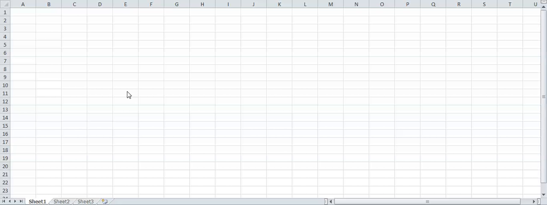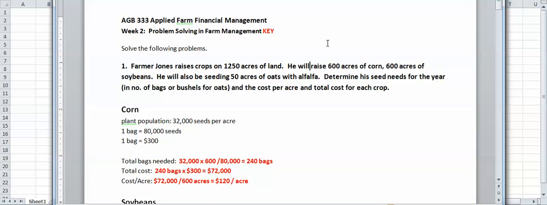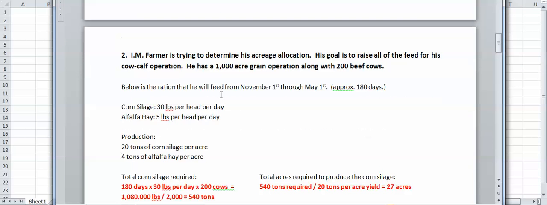Hello, today we're going to take a look at building Microsoft Excel spreadsheets and using them to solve problems in agriculture. In this week's assignment, we covered some basic problem solving, and we had a seeding cost problem. We had some feeding problems, figuring out amounts of feed on hand and amounts of feed required, and some other various problems.